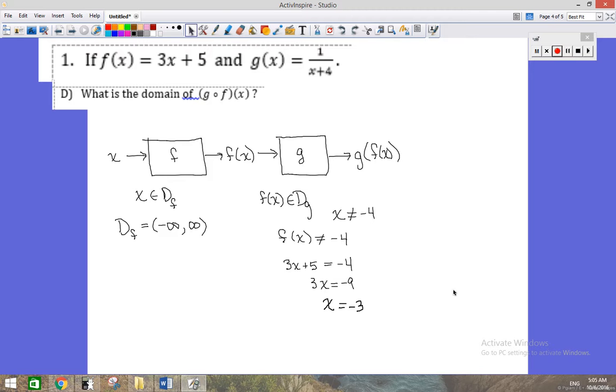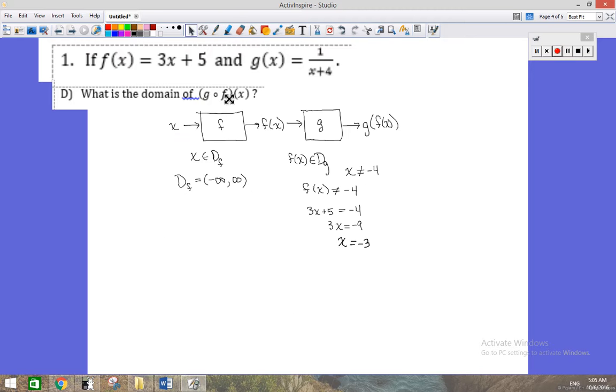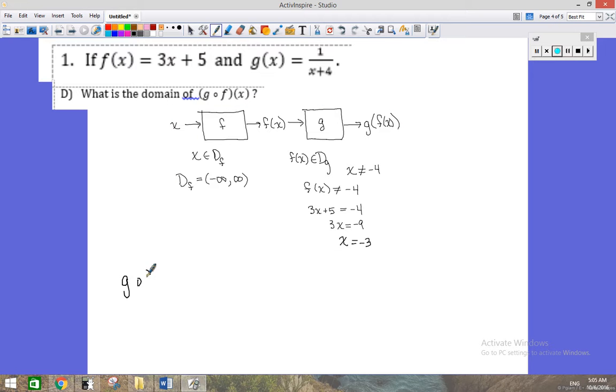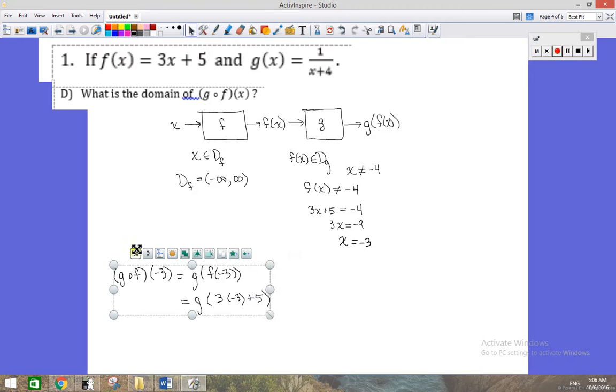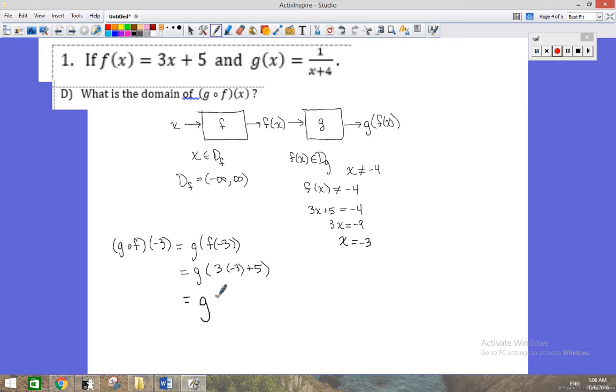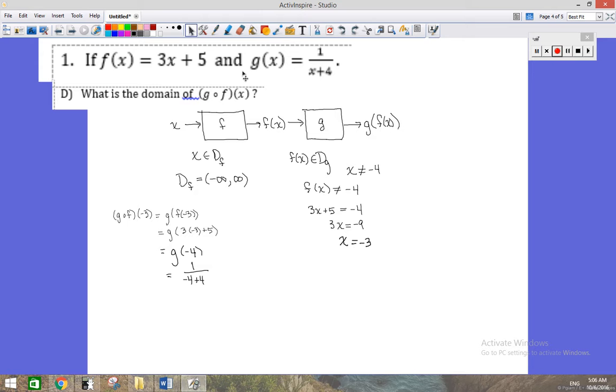If we try to input -3 into this function composition, what would happen? Well, if you have g composed with f at -3, when you evaluate f at -3, you don't have a problem at all. You've got 3 times -3 plus 5. That's -9 plus 5, so that's -4. So when you go to evaluate g at -4, you have a problem, because that's 1 over -4 plus 4. And that's undefined because that's 1 over 0. Even trying it on your calculator, you can't find a number here. It's undefined.